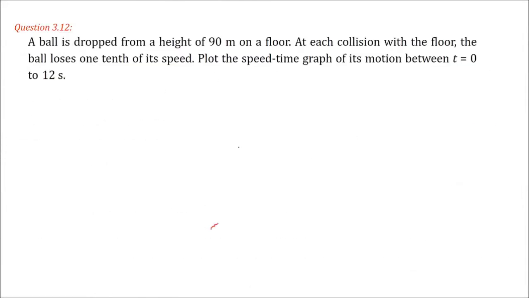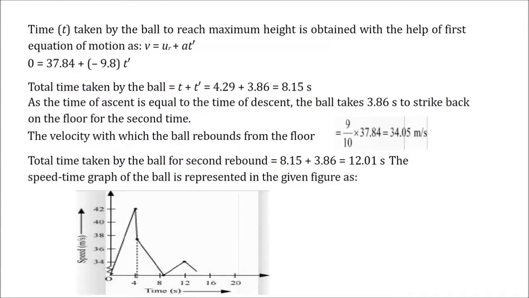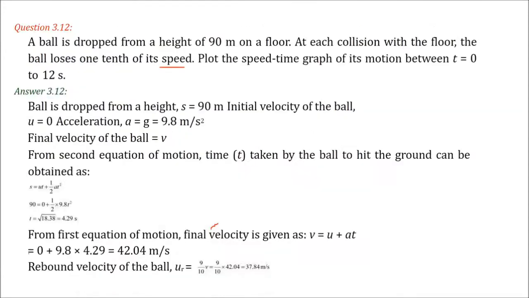A ball is dropped from height 90 meter on a floor. At each collision with the floor, the ball loses 1/10 of its speed. That means 9/10 of the speed remains. We have to plot the speed time graph of its motion between t equal to 0 to 12 seconds. So we have taken t from 0 to 12, in seconds, and these are the speeds. We'll know how this speed is going to come. We'll use some formulas, but this is the graph of the ball falling. This is the speed time graph.